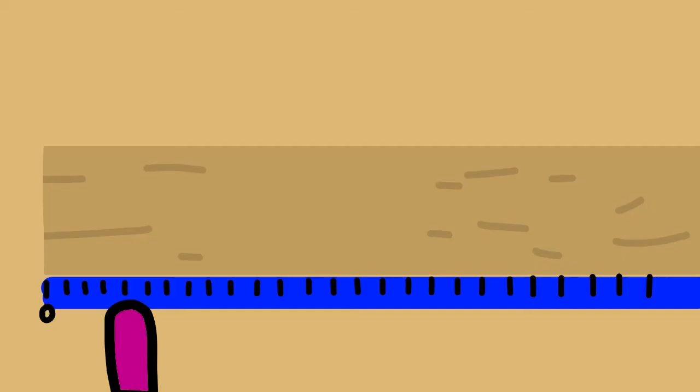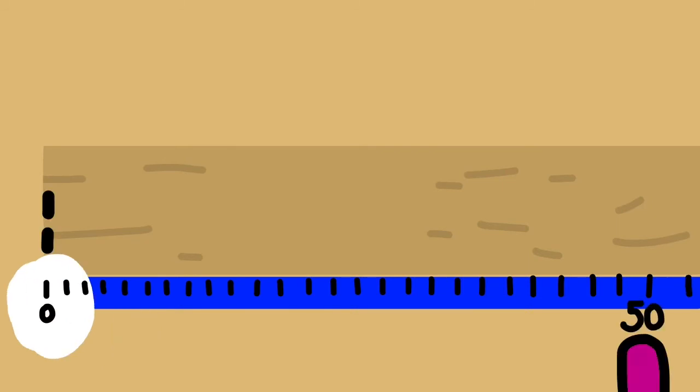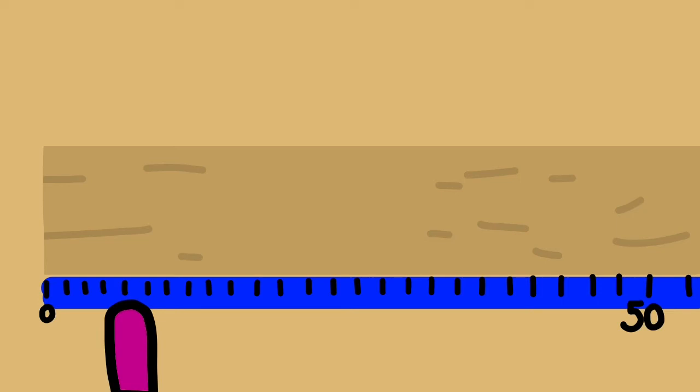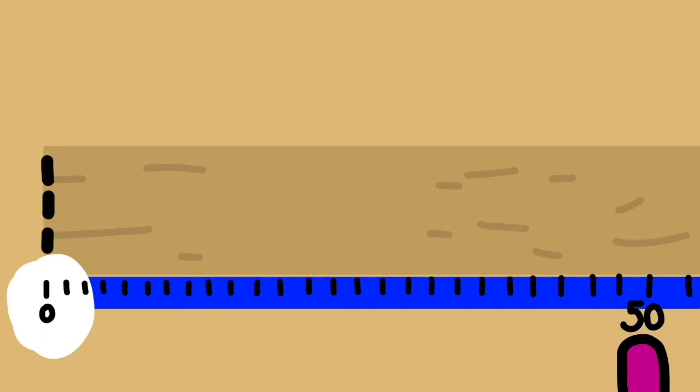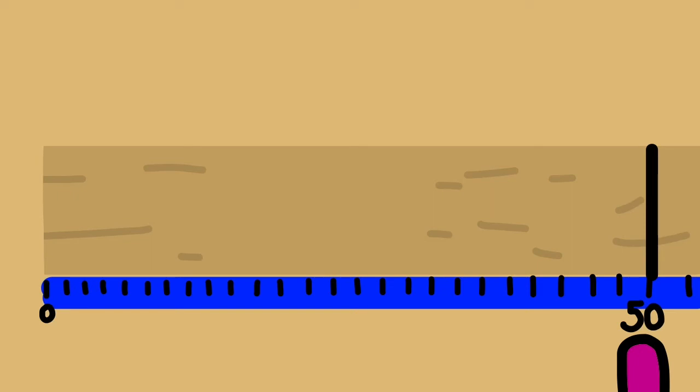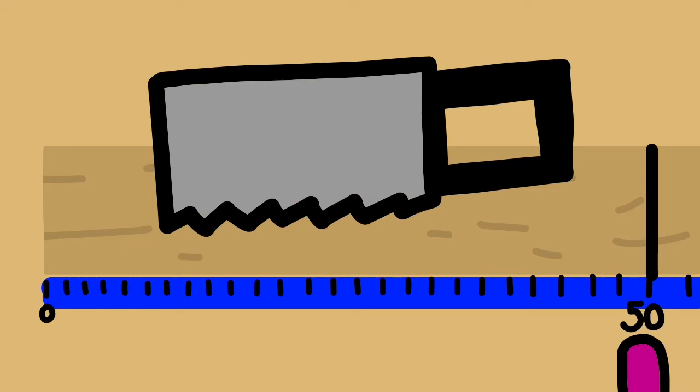To measure 50 centimetres, we first want to line up the zero on the ruler to the start of the wood. Then you line up the ruler with the wood. Next, we find the number 50 on the ruler because we want 50 centimetres. We then need to make a mark above the 50, but remember to keep the zero in place. And there we go. We have 50 centimetres of wood. You just need to cut it.